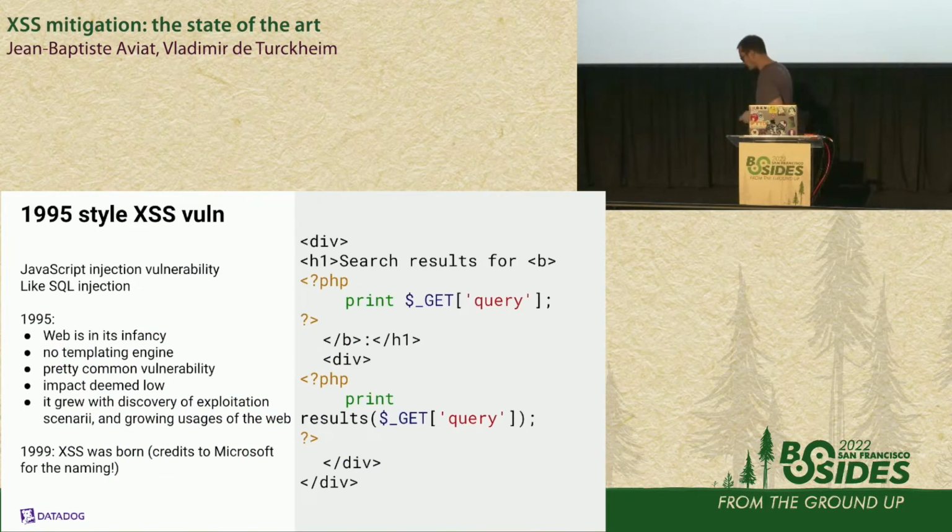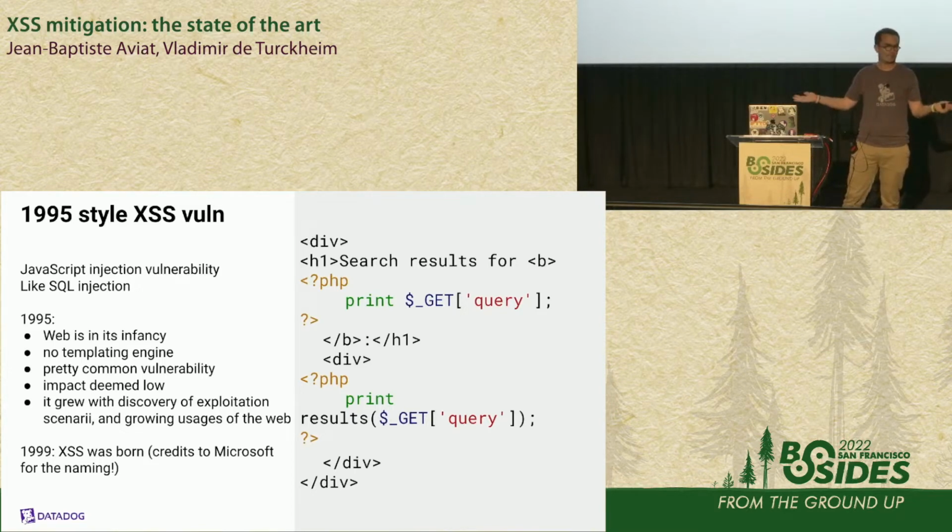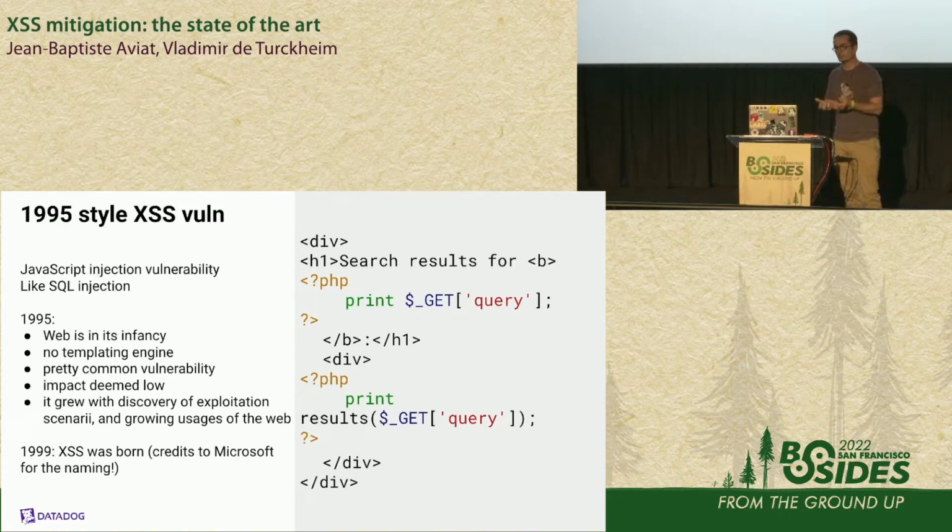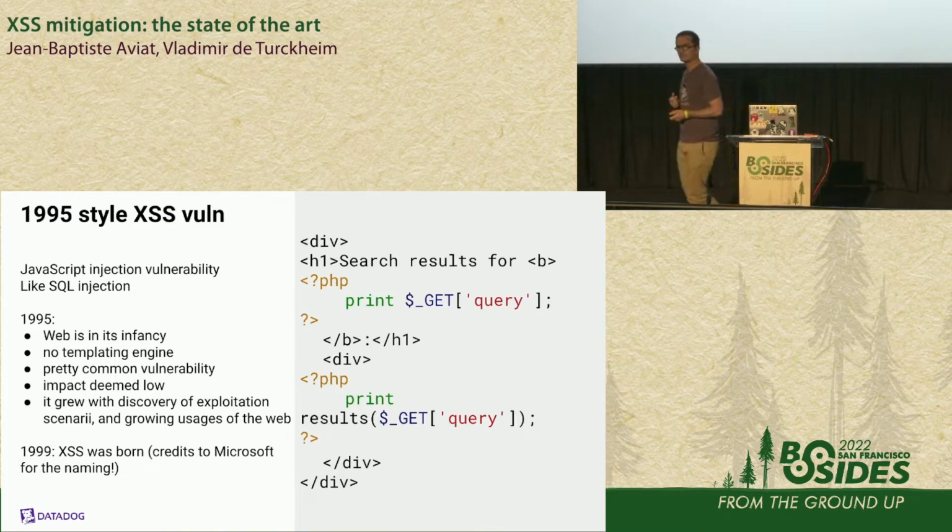So back in the old days of the web, like 1995, a vast majority of the web was PHP, and you had very few templating engines, and the ways you could exploit cross-site scripting were pretty straightforward. In 1999, the term cross-site scripting was coined by Microsoft, and it didn't get a lot of hype at the beginning. It was a bit neglected by security researchers as something not too important.